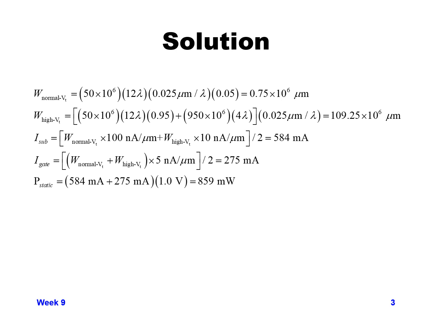Now that we have the total normal VT width and the total high VT width, we can calculate the current due to subthreshold leakage. So I subthreshold: we take the normal VT width times 100 nanoamps per micron, the leakage for the normal VT, and then add to that the total width of the high VT times 10 nanoamps per micron, and then that value you can see is divided by 2.